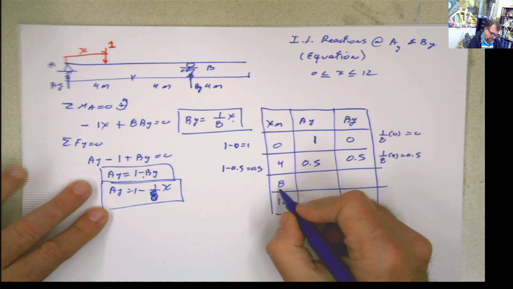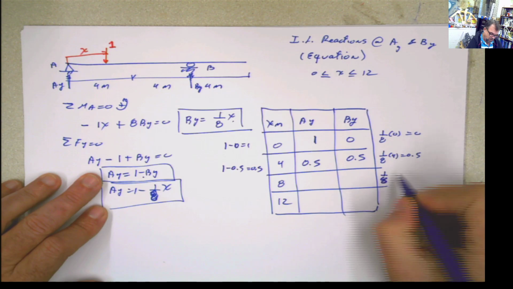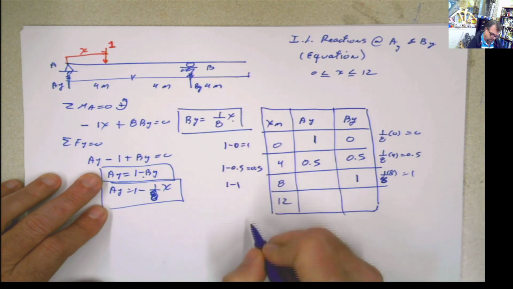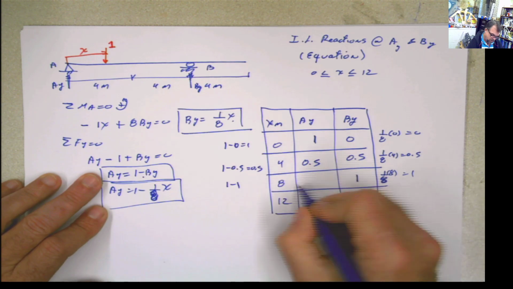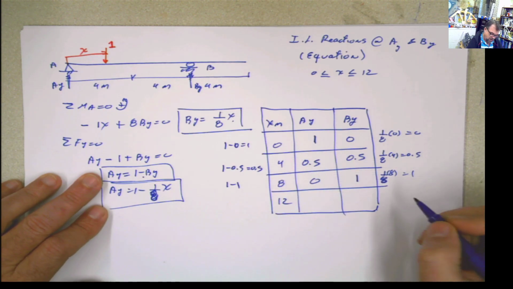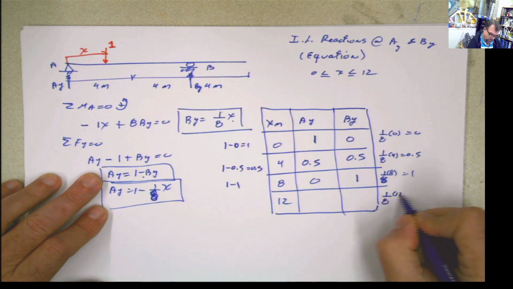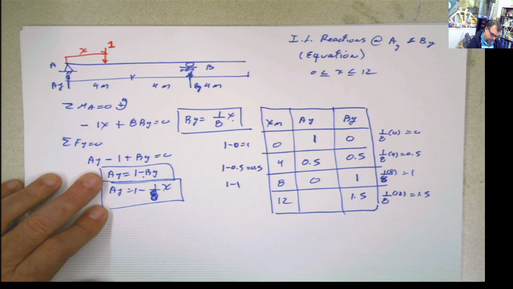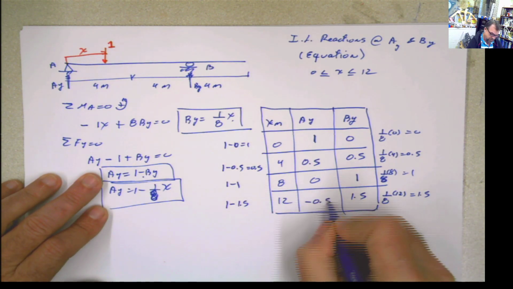For x equals 8, you have 1/8 of 8 is 1, so BY is 1. And AY is 1 minus 1, using this equation, so that means this is 0. And for x equals 12, you have 1/8 of 12, which is 1.5, and then here you're going to have 1 minus 1.5, and this is negative 0.5.